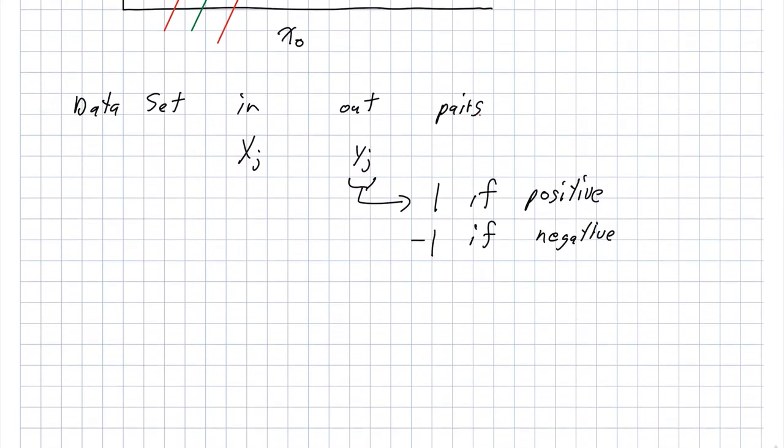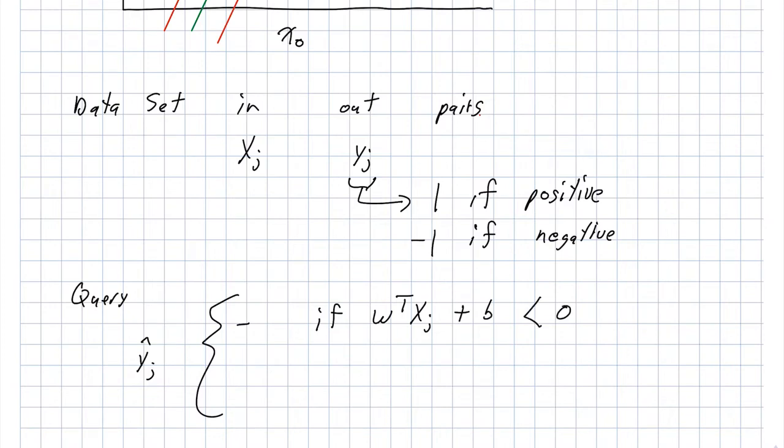Okay, so now let's talk about what a query looks like. So our y hat for some sample, so this could be from our training set, it could also be an independent data set. We'll call that negative if w transpose xj plus b is less than 0. And positive otherwise.